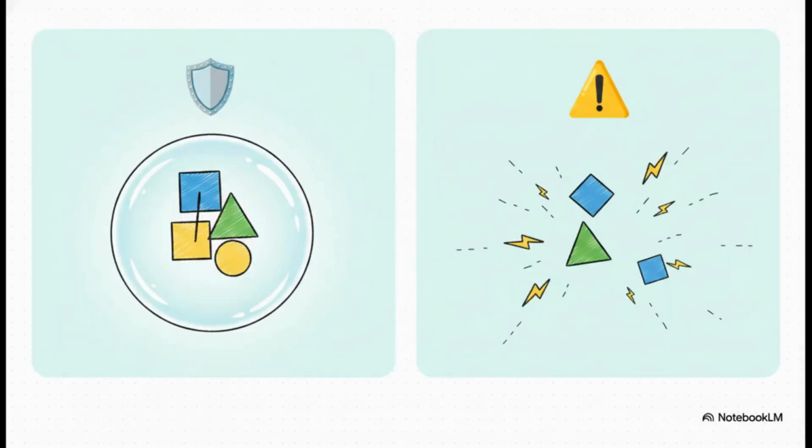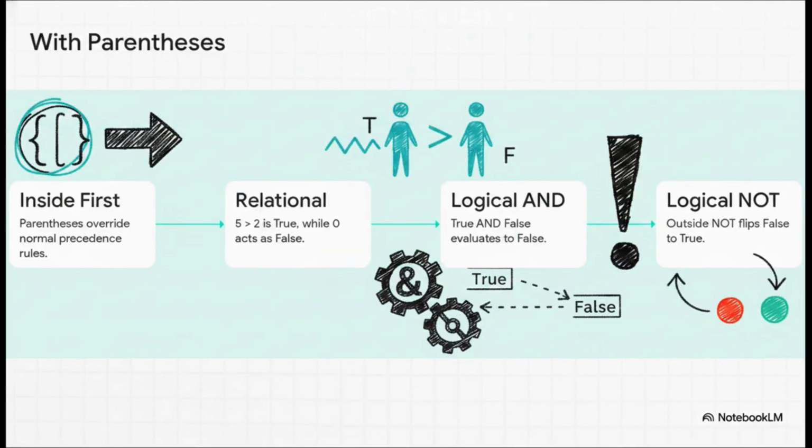Now let's look at a true interview trap, evaluating logical and relational operators with and without the ultimate VIP pass, parentheses. These two expressions look nearly identical on the screen, but as you'll see in a second, they behave completely differently. Let's tackle the top one first. Because of those parentheses, we skip the normal precedence line entirely and solve the inside block first. 5 is greater than 2, so that's true, and the 0 acts as a false. True and false evaluates to false. Then we step outside the parentheses, where that logical NOT operator flips our final Boolean result to true.